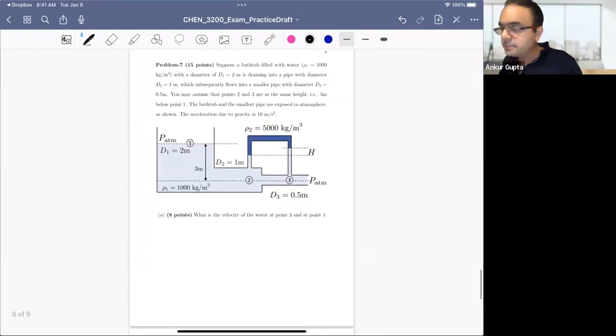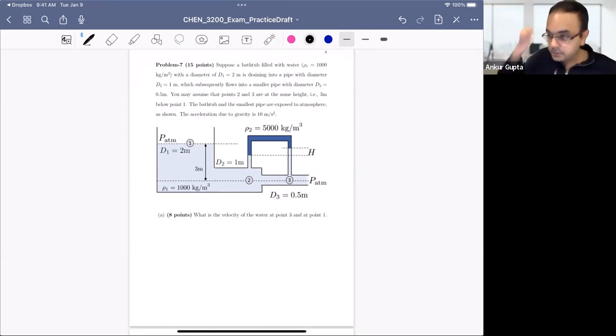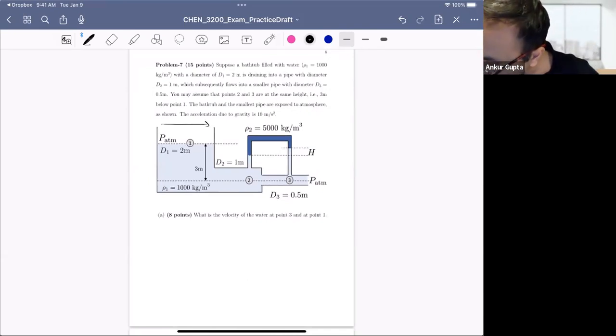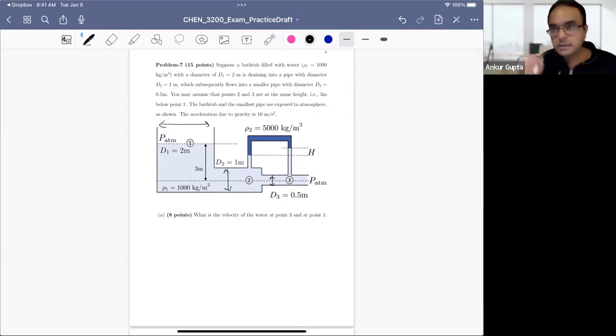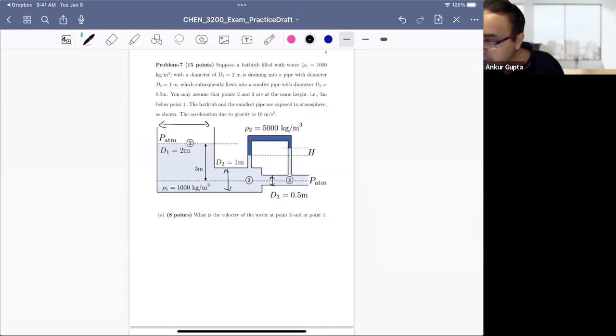The next problem says, suppose a bathtub filled with water of density 1000 kg per meter cube with diameter 1. Okay, so this is the diameter first of the tub, so this is actually 2 meters. And then this part is 1 meter. This part is 0.5 meters. Just so that I understand the setup, it is draining with the pipe with a diameter 1 meter, subsequently flowing into the diameter 0.5 meter. Okay, so water is flowing down, it's coming out, it's flowing like this.